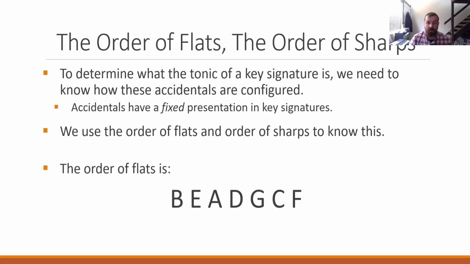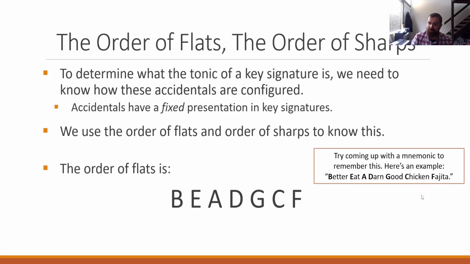And the reason for that is because of how they proceed in the order of flats or the order of sharps. So the order of flats is this: B, E, A, D, G, C, F. These are all flats. So B flat, E flat, A flat, D flat, G flat, C flat, and F flat. So a mnemonic that you could use that some people like and previous students have come up with is this. If you need to remember the order, it's better eat a darn good chicken fajita. If you need something to memorize this order for. You could also go B to G, C, F. There's other mnemonics you could find. There's many options out there.